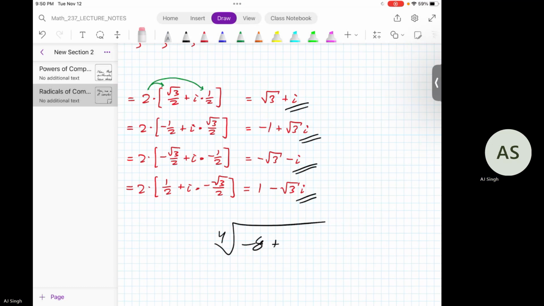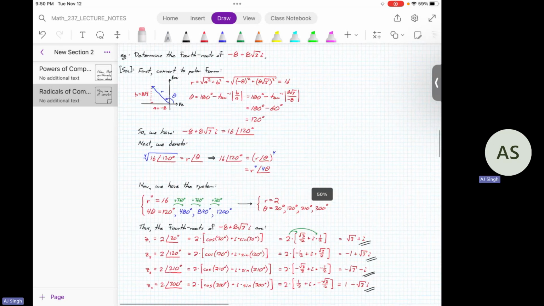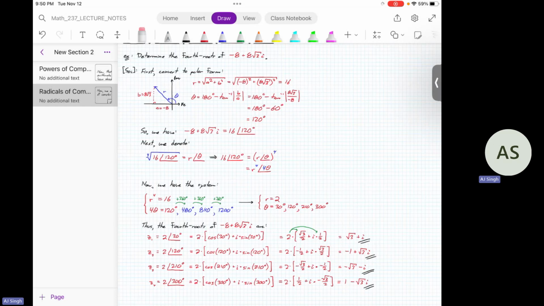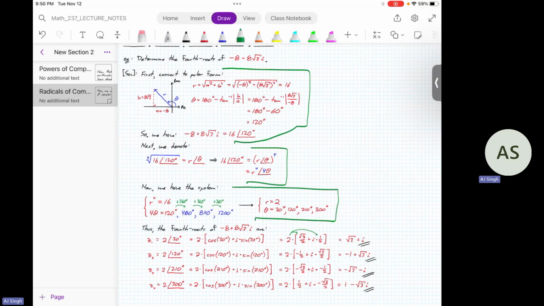But yeah, so here's the example on the screen if you want to take a screenshot or whatever. You should have been writing this down, but up to you. So that's how we do it. Again, step 1 was convert to polar. Step 2 was to do this stuff. Step 3 was solve for r and theta. And then step 4 is get the answers.